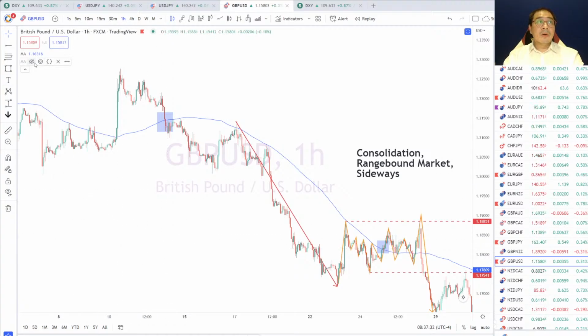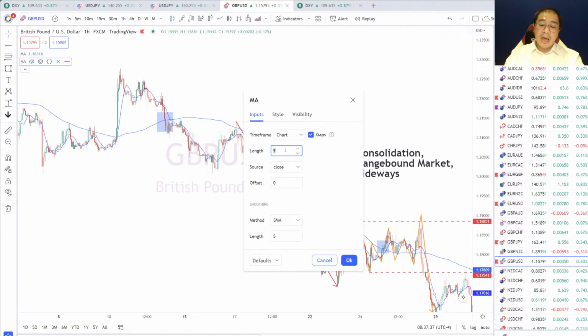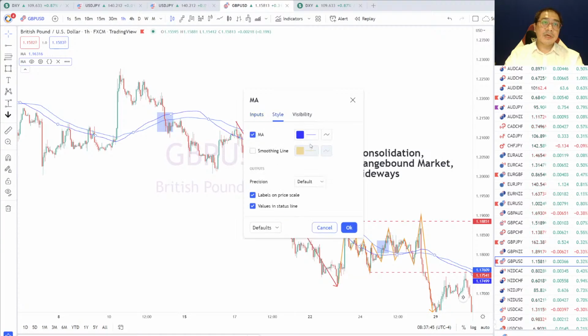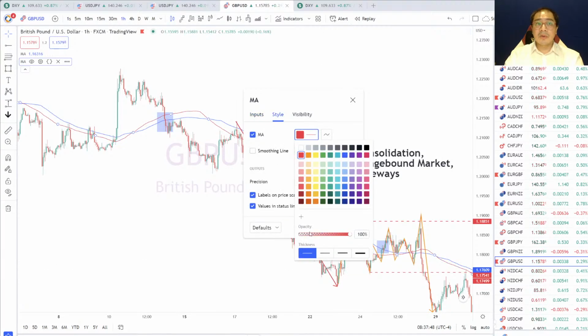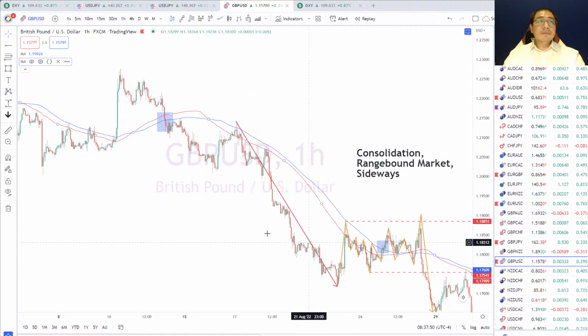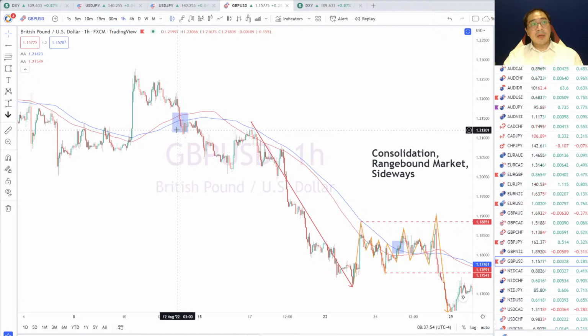If you want to be more specific, you can add another moving average, right? We had 100 just now. Maybe we'll have 80, right? I'm using exponential moving averages. I'm going to change it to red, so this is 80, right? It doesn't tell you the downtrend until it's down here.